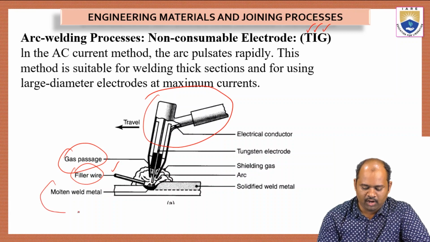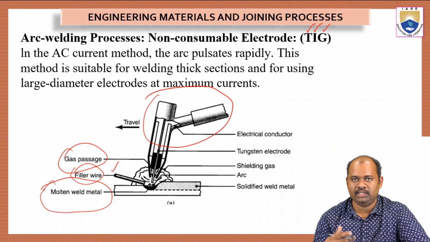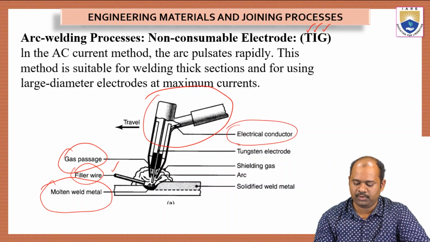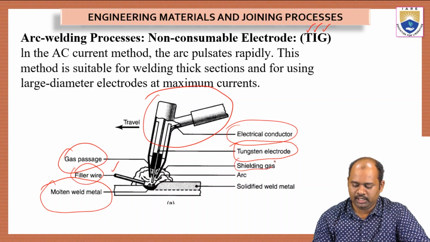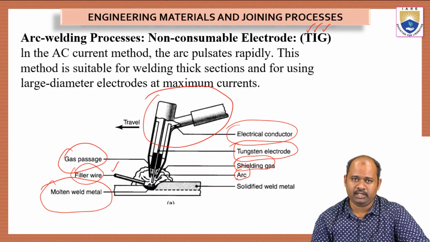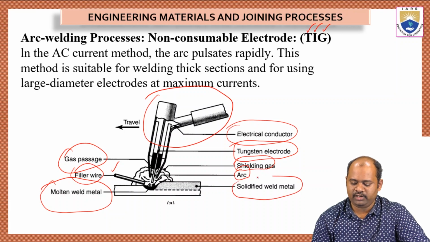base plate, and then we have molten weld metal that is just welded because of the heat coming out of the electrode. Then we have an electrical conductor which is connected to the transformer, the tungsten electrode, and the shielding gas, which is used to protect the newly formed weld from oxidation. And then we have the arc. This arc is nothing but the spark that is produced due to electric current. And then we have solidified weld metal.